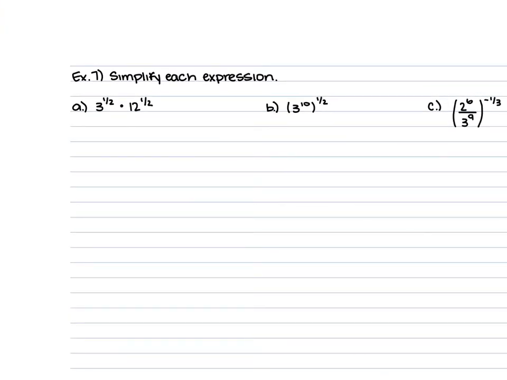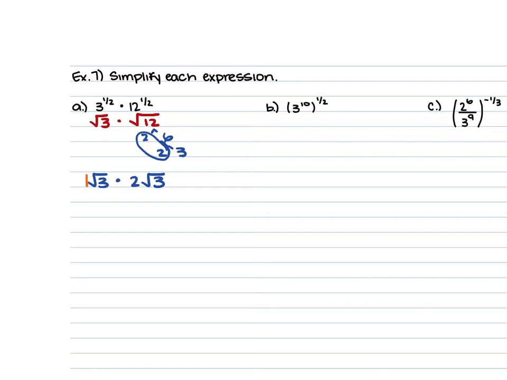For our next set of examples, for A, we have 3 to the power of 1/2 times 12 to the power of 1/2. This is saying to take the square root of 3 times the square root of 12. Well, the square root of 12 is also, if we do 2 times 6, the 6 is 2 times 3, 2 square root 3. So technically we're doing the square root of 3 times 2 square root 3. If you have something like this and you're multiplying two of the same index radicals, you can multiply what's underneath them and multiply what's on the outside of them together.